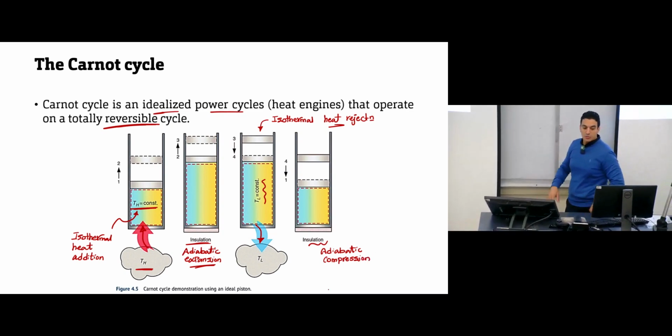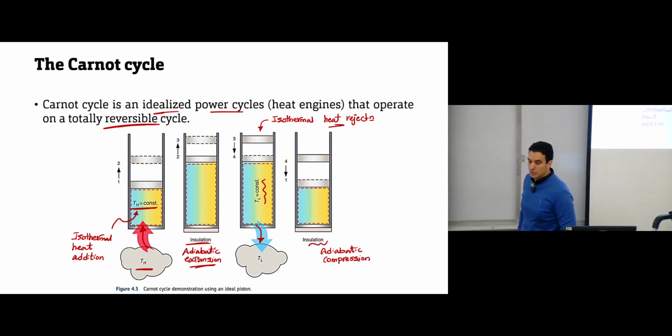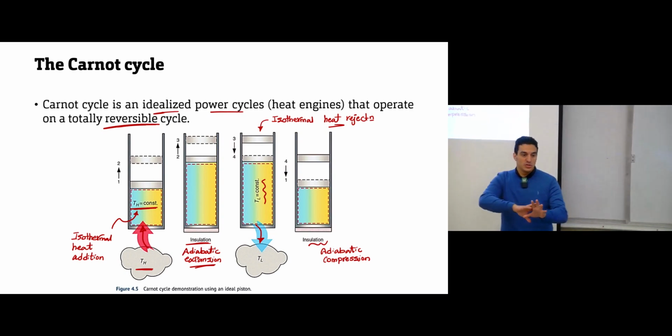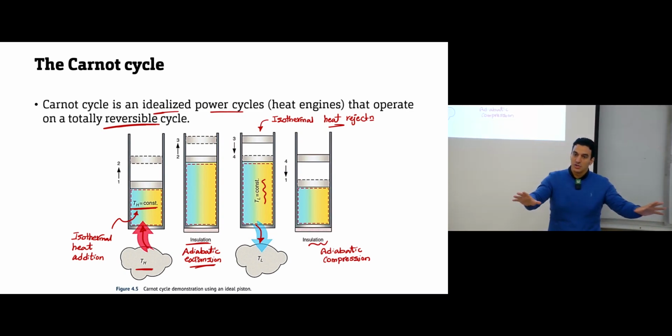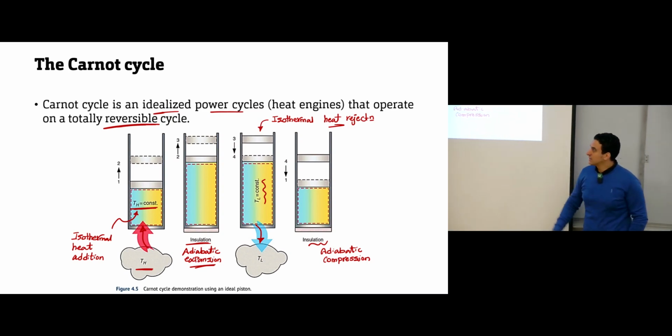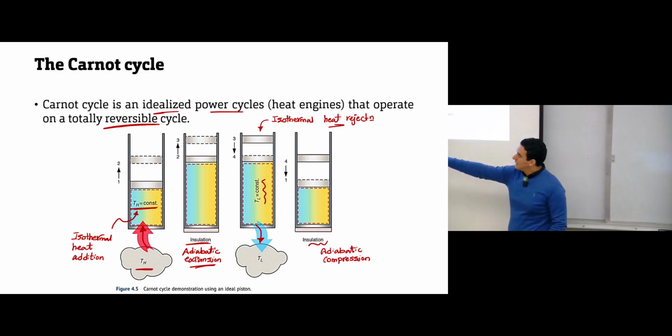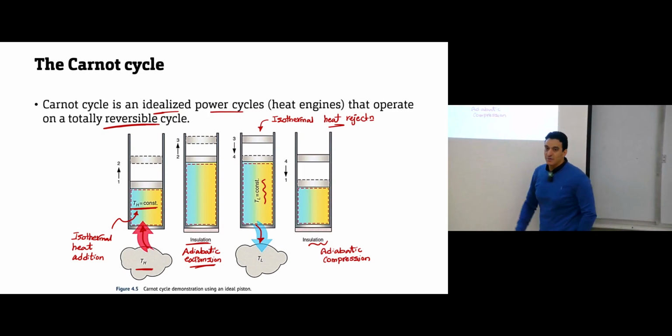So these are the 4 steps we have in the Carnot cycle. 4 steps, each 2 are opposite to each other. 1 and 3 are opposing each other, 2 and 4 are opposite to each other. 1, isothermal heat addition. 3, isothermal heat rejection. 2, adiabatic expansion. 4, adiabatic compression.